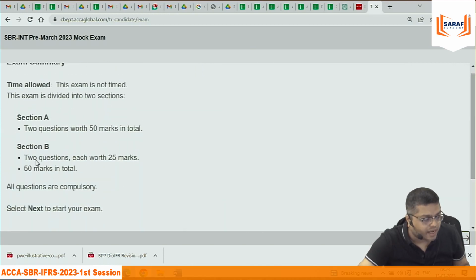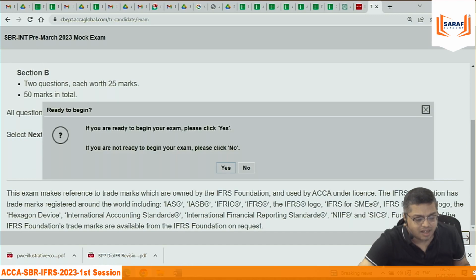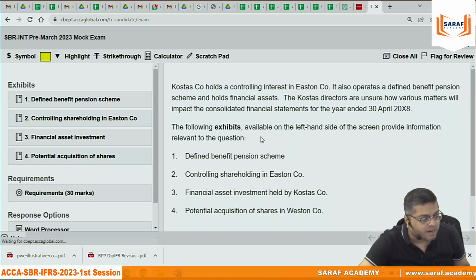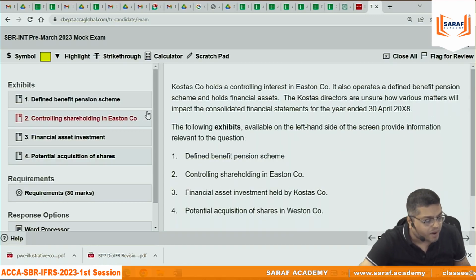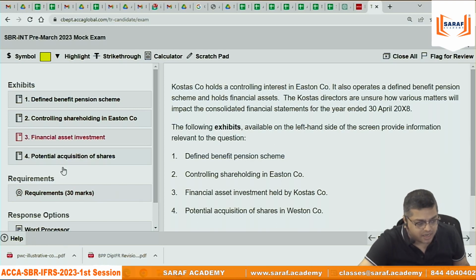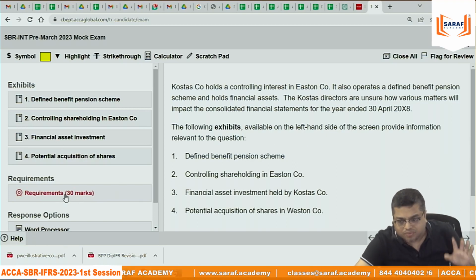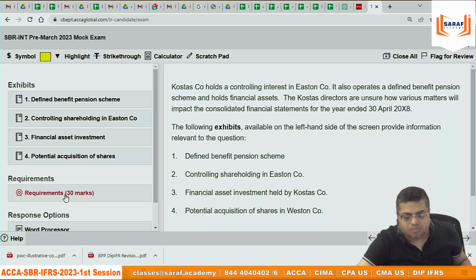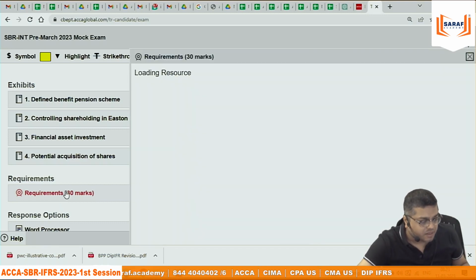This is section A. 2 questions worth 50 marks in total, and 2 questions of 25 marks each. Like IFRS, it is 4 questions, but written as part A and part B. Now in part A, this is 30 marks. For that reason I was thinking, actually 50 marks, 2 questions. First one is 30 and then the second one is 20 marks. And then there are 2 questions of 25 marks each.